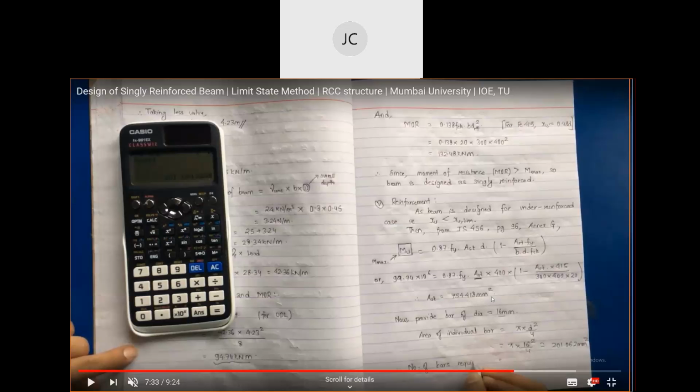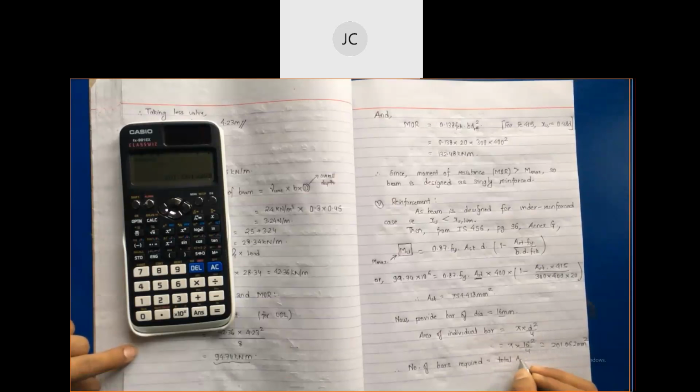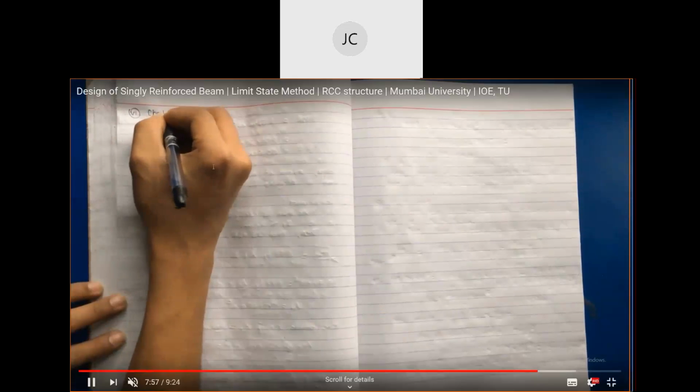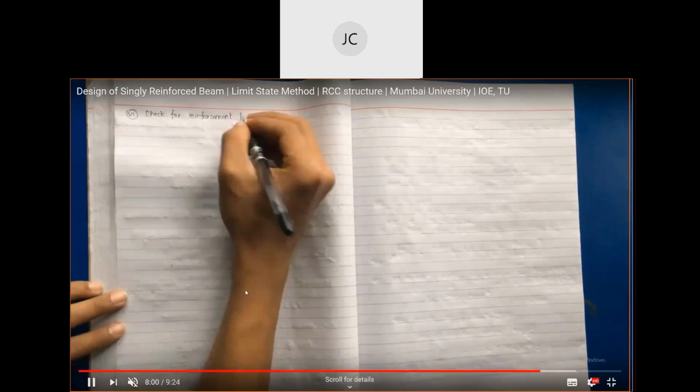754.418. Now, after getting the value, if you choose the diameter of bar as 16 millimeter, you can find out the number of bars: total area divided by area of one bar. Let's see how much we get. So 4 numbers, 4 bars of 16 mm are required. Therefore, AST provided will be 804.2 millimeter square.